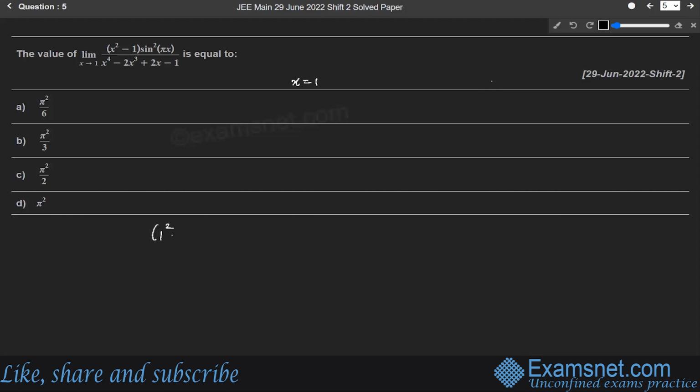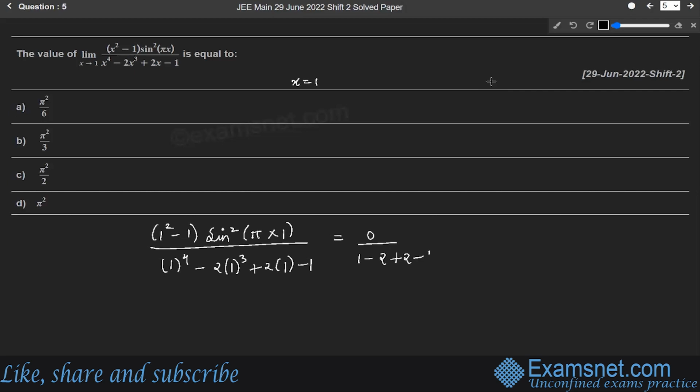Numerator will be 1 square minus 1 into sine square pi into x means pi into 1, divided by x to the power 4, 1 power 4, minus 2 into x cube, 1 cube, plus 2 into 1 minus 1. So numerator will be 1 minus 1 is 0. 0 into sine square pi is 0, divided by denominator will be 1 minus 2 into 1 is 2 plus 2 into 1 is 2 and minus 1. Plus 1 and minus 1 will be cancelled and minus 2 and plus 2 will be also cancelled.